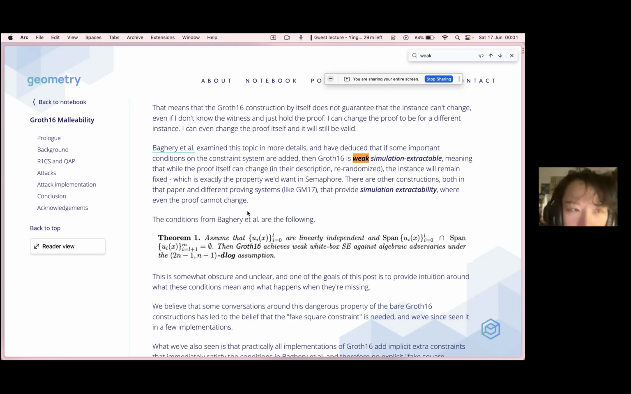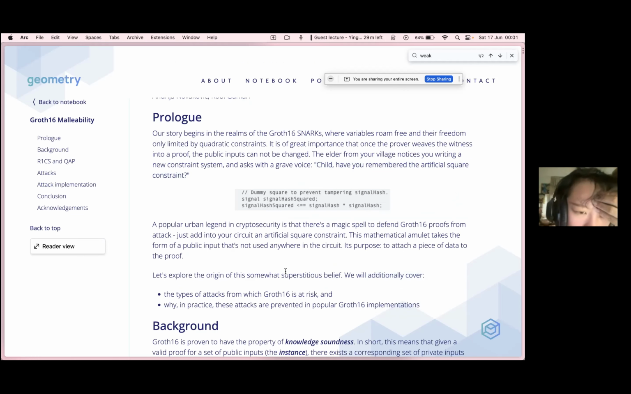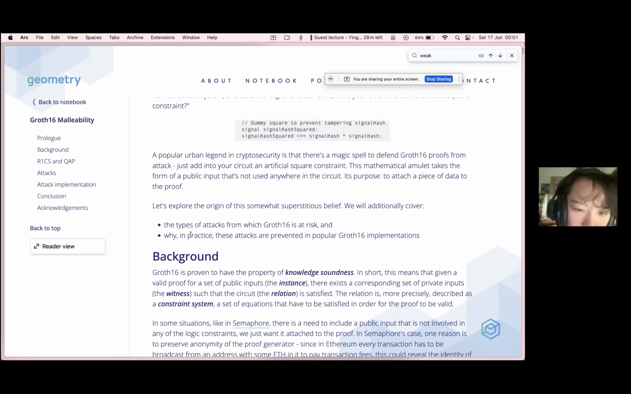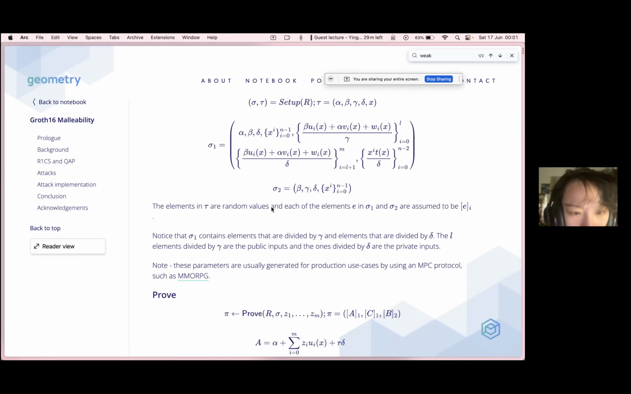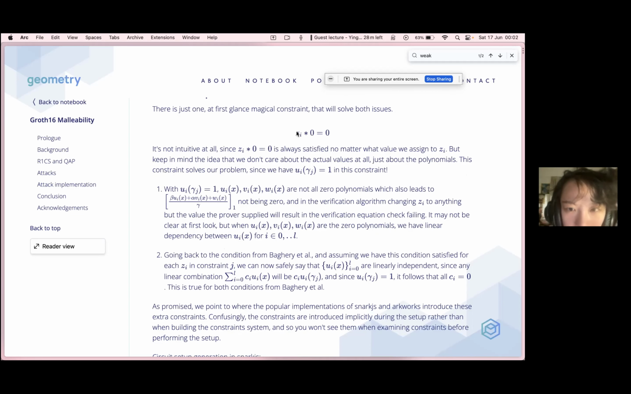So I recommend reading this article. But for sure this is a commonly known issue. It's like folklore. Have you remembered the artificial square constraint? And I think the point of this article was also that in practice, these attacks are prevented in popular implementations because they bake in some dummy constraint in the backend. So yeah, they bake in this constraint times 0 equals 0.